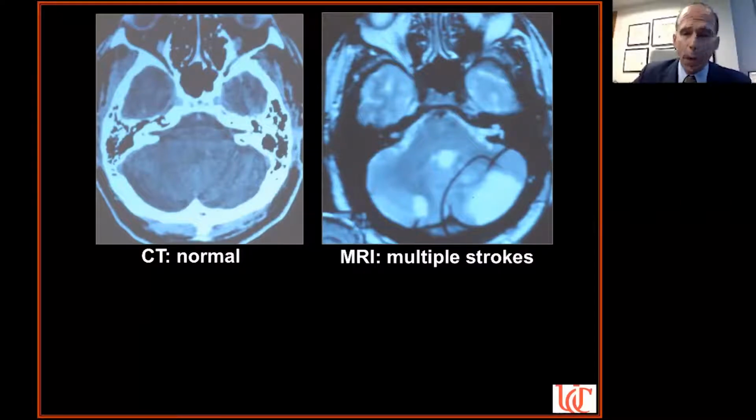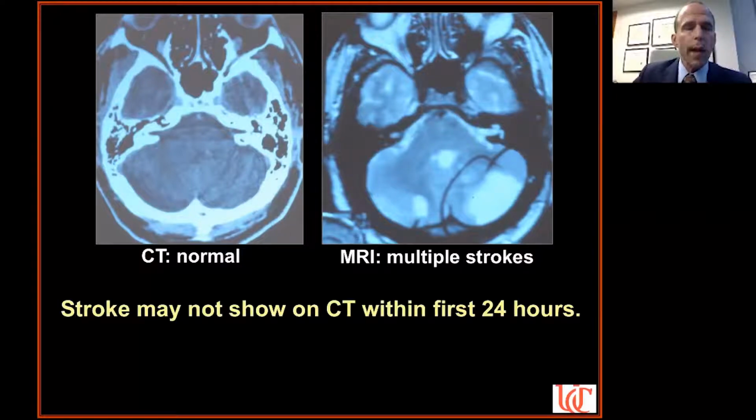And further up in his brain, in the occipital lobe, there was a stroke that was causing his homonymous hemianopsia, and they admitted him for treatment of an acute ischemic stroke. So stroke may not show on the CT, certainly within the first 24 hours. I fairly routinely see people, I think the most common is the person has an occipital stroke.